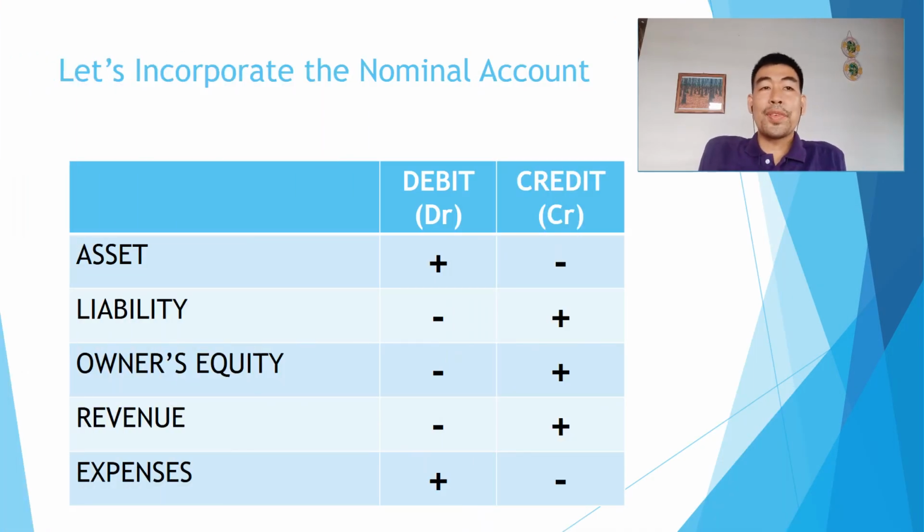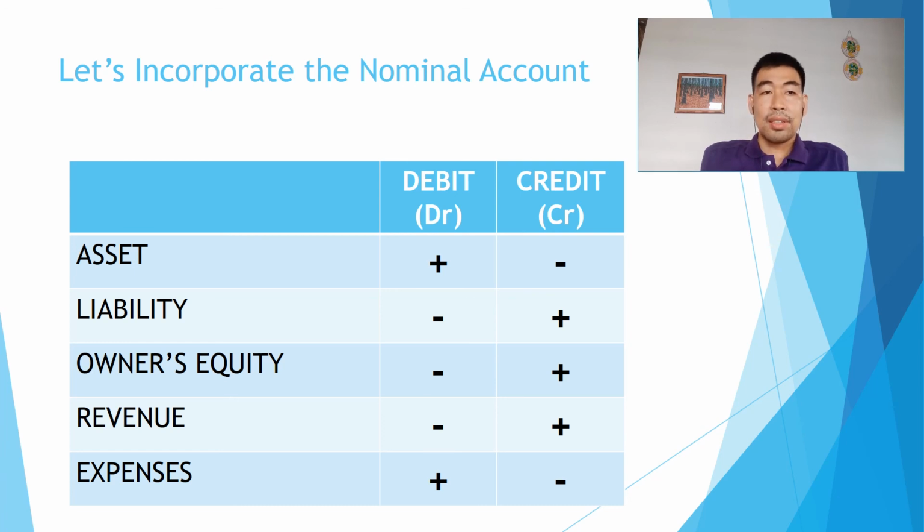Now, let's incorporate the nominal accounts, which are the revenue and expenses. In this chart, we can see that if there is a decrease in revenue, you record that transaction on the debit side, while if there is an increase, you record that on the credit side. For expenses, if there is an increase, you need to record that on the debit side, while if there is a decrease, you need to record that on the credit side.